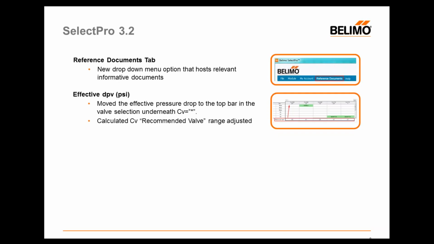We moved the effective pressure drop to the top bar in the valve selection underneath the CV. We did this because if you see in the previous version, this bar was down at the bottom of the valve selection box, and sometimes it was just missed or overseen because it was all the way at the bottom and people weren't noticing it. So what I had done was I just moved it into that top navigation bar so that you see all of the information on the valve in one central location.